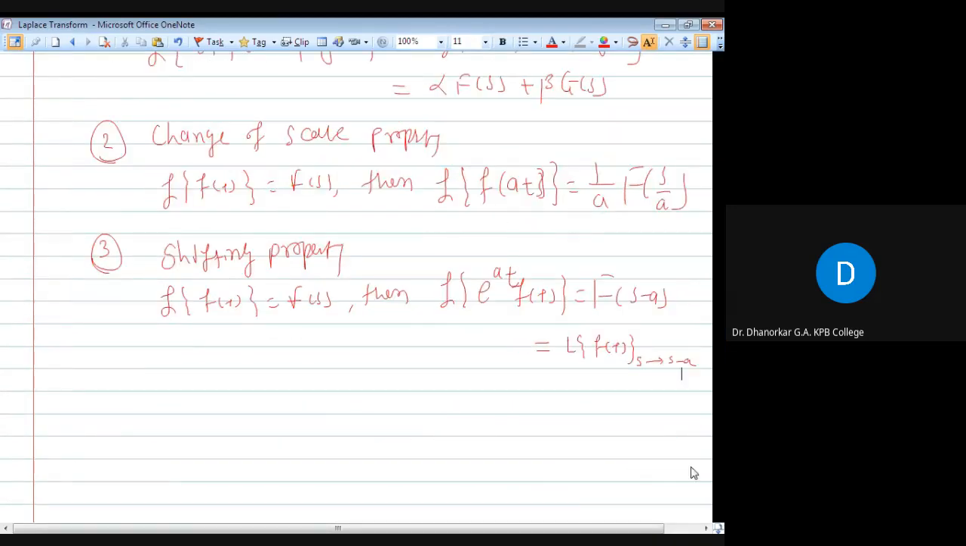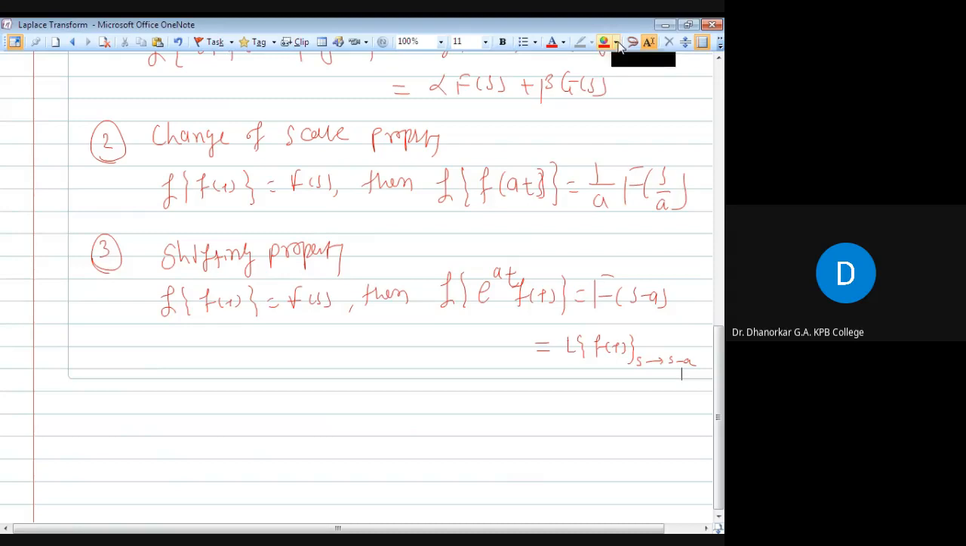Now we'll go towards the next property and we'll try to prove that. Next result: when we multiply by t to our equation, then what will happen? Multiplying by t.